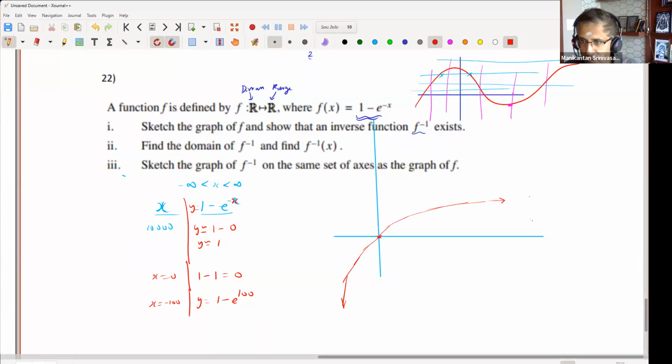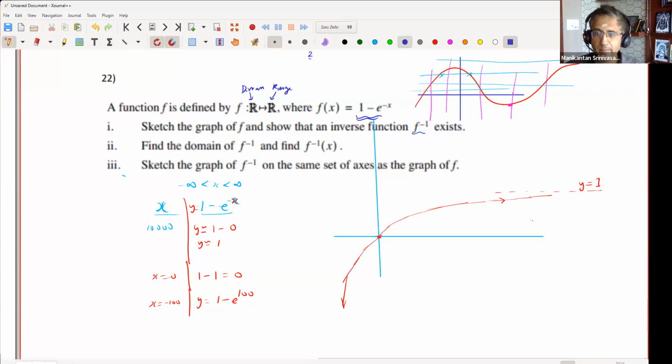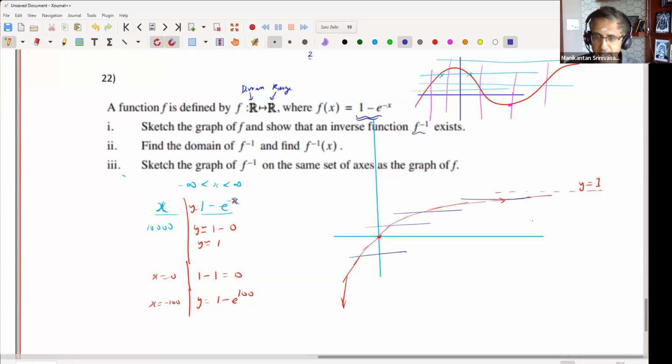Right? And it's going to approach a horizontal asymptote, which is your horizontal line y equal to 1. Now this clearly passes the horizontal test. At any given point, a horizontal line cuts the graph only at one point. And therefore, since it passes the horizontal line test, when I inverse it, it will pass the vertical line test, which means the inverse will be a function. Inverse function exists. Thais, is this clear to you? Horizontal test and vertical test?